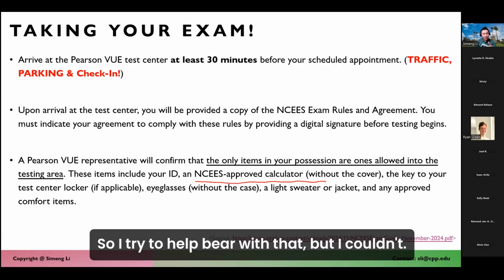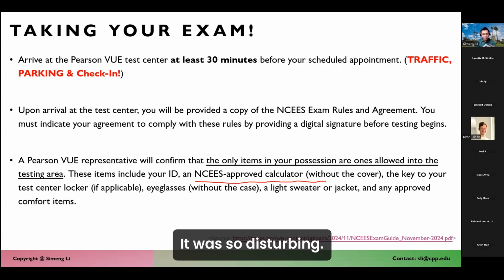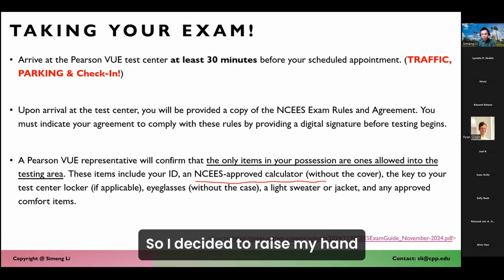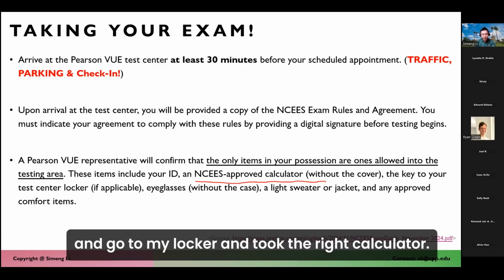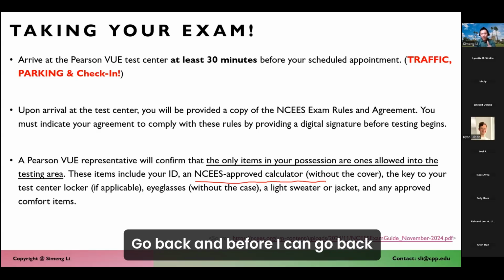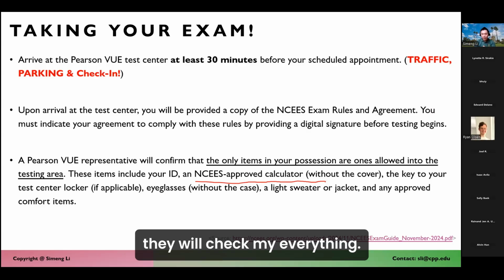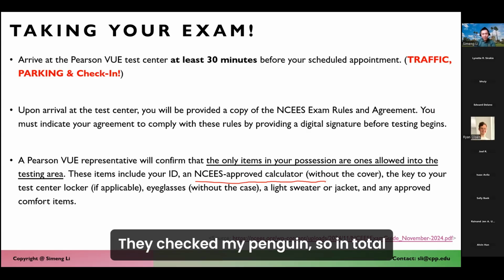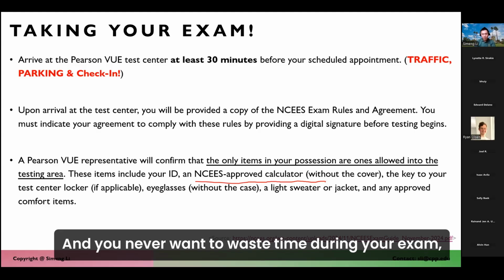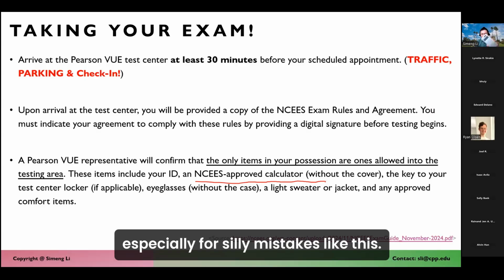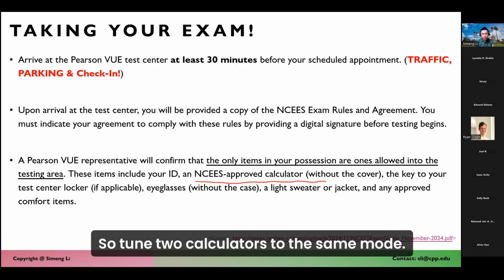Terrible. I tried to bear with that, but I couldn't. It was so disturbing. So I decided to raise my hand, go out of the testing room, go to my locker, take the right calculator, and go back. And before I could go back, they checked everything. They checked my palm vein. So in total, I wasted about 5 minutes in that PE exam. And you never want to waste time during your exam, especially on silly mistakes like this. So set two calculators to the same mode.